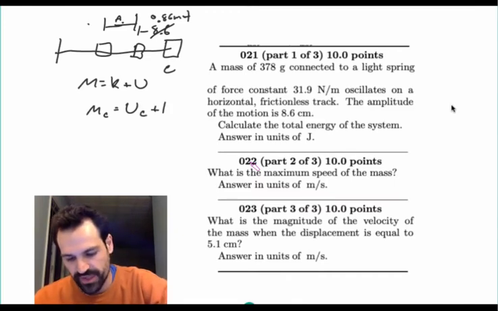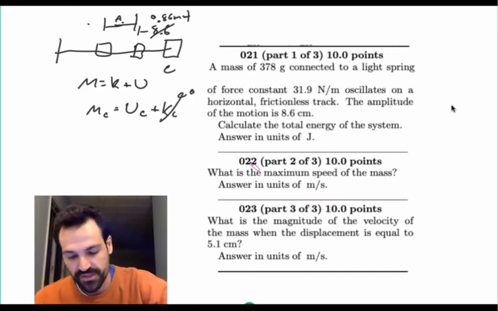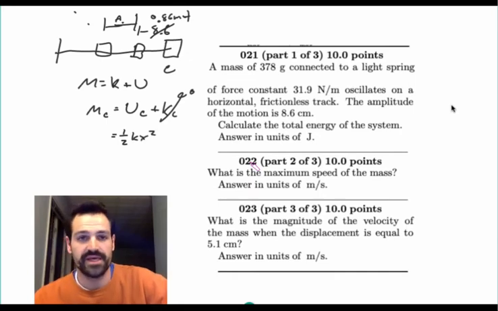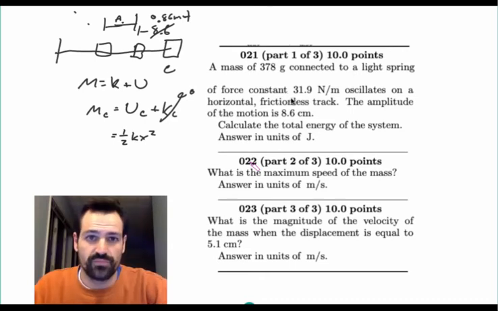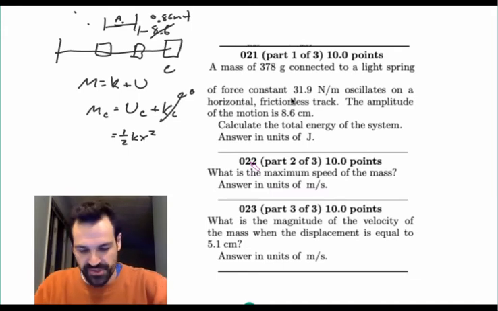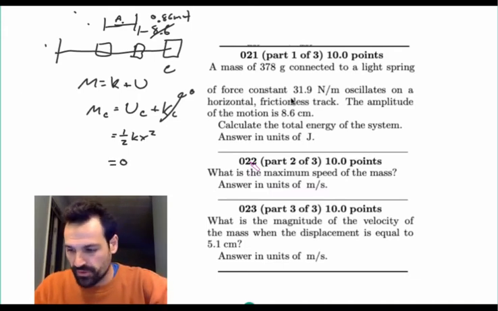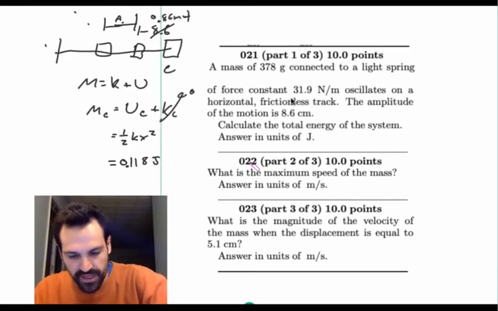There is no kinetic because that's where it comes to a stop, so the velocity is 0, so the kinetic is 0. So the mechanical energy at C is 1/2 kx squared, and then you plug in your k value and your x value into a calculator to find that the total potential energy is 0.118 joules.